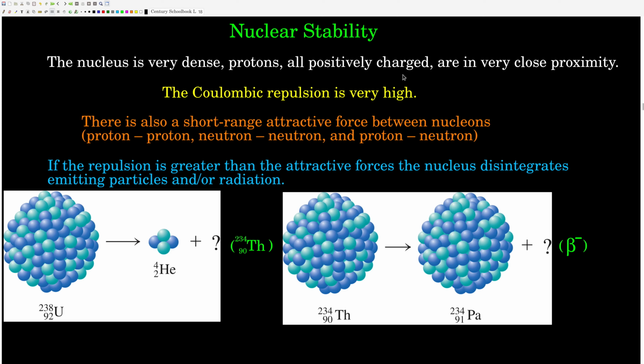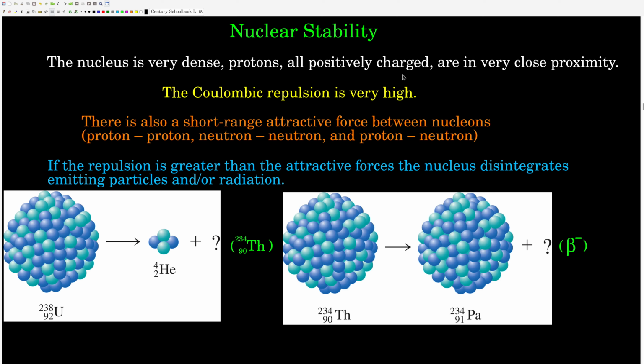It ends up there's a short-range attractive force between the nucleons. That's what we call protons and neutrons, nucleons. We're not going to get into all the weak nuclear force, strong nuclear force, and all that stuff. That's for physicists mostly, or nuclear chemists, I guess. But we're just going to say there's a strong attractive force. And so basically what happens, and there are other things that can happen, but basically what happens is if the repulsion overcomes the attraction, then this is going to be an unstable nucleus, and it'll eventually decay or disintegrate, emitting particles or radiation.